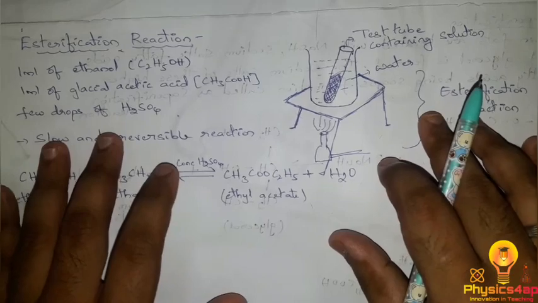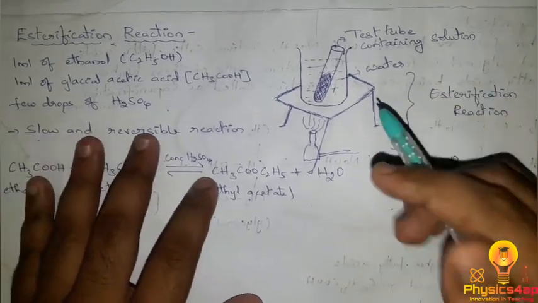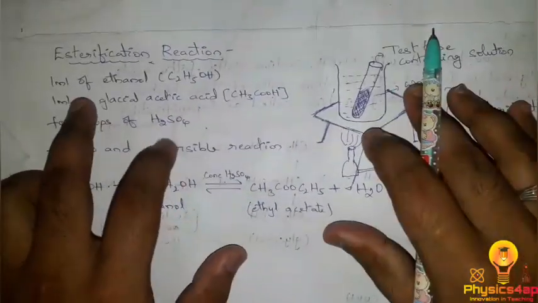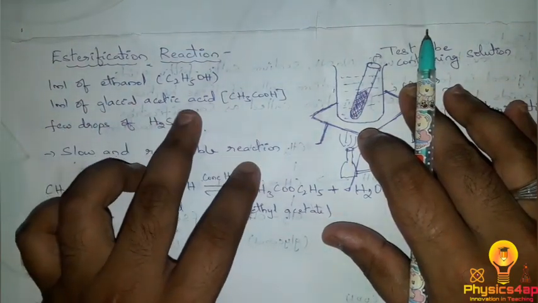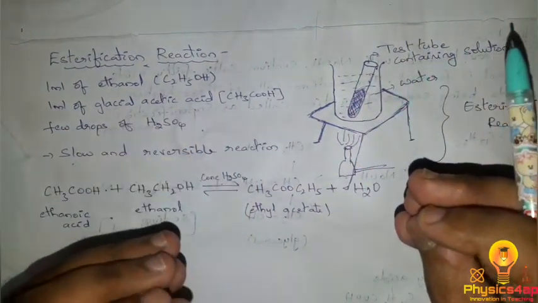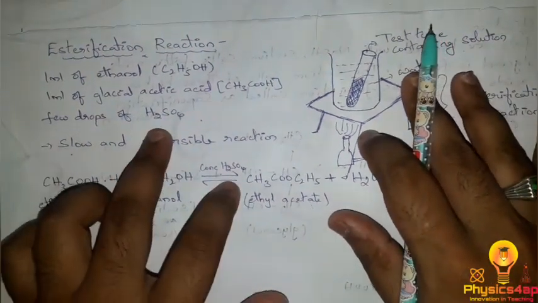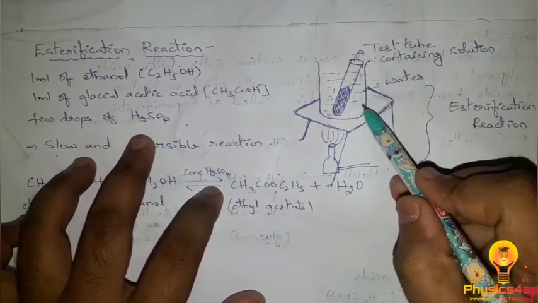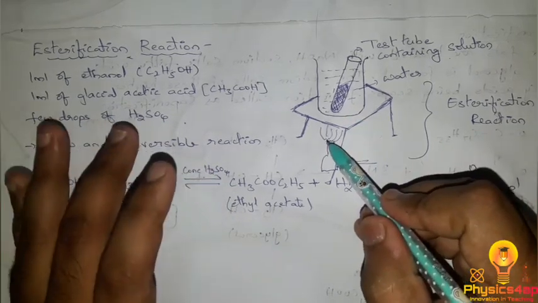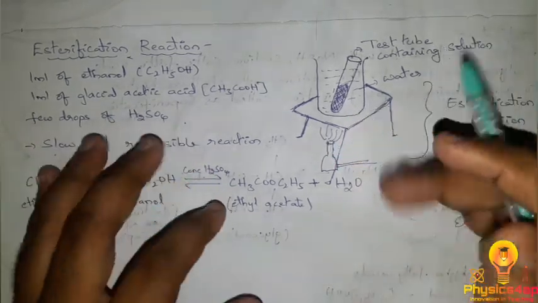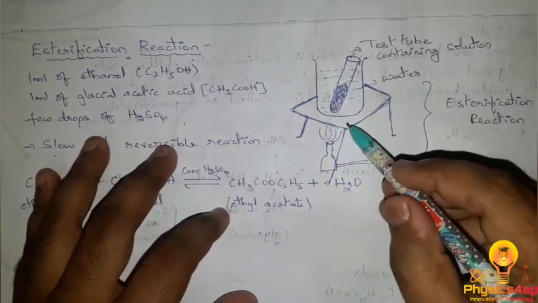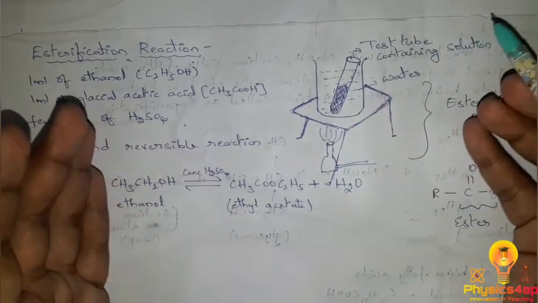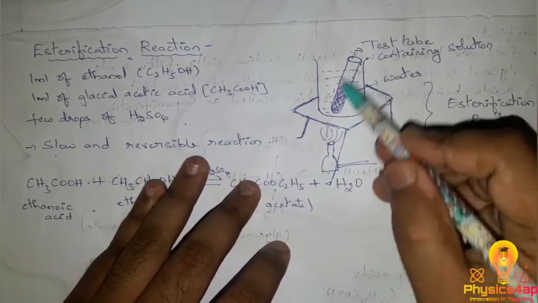Now let's see how to carry out the esterification reaction. In our experiment, we take a test tube. In the test tube we take 1 ml of ethanol and 1 ml of glacial acetic acid. Glacial acetic acid is nothing but pure, slightly cooler acetic acid. A few drops of H2SO4 are added to the test tube, and the test tube is warmed with boiling water. We should not heat it directly, we should make a warm water bath. To make a warm bath, we take a beaker of water, keep it on a tripod stand, and heat it with the help of a Bunsen burner. As the water gets heated, the warm water transfers heat to the solution present in the test tube.